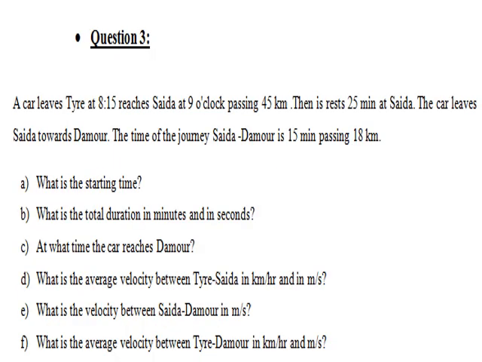Okay, moving to question number 3. Question number 3 is talking about velocity also, but this is a somewhat tricky one. Let's see. A car leaves Tyre at 8:15 a.m. and reaches Saida at 9 o'clock, covering a distance of 45 kilometers. So this distance, 45 kilometers, is an important hint here. Then it rests for 25 minutes at Saida, so you have to take this into account.